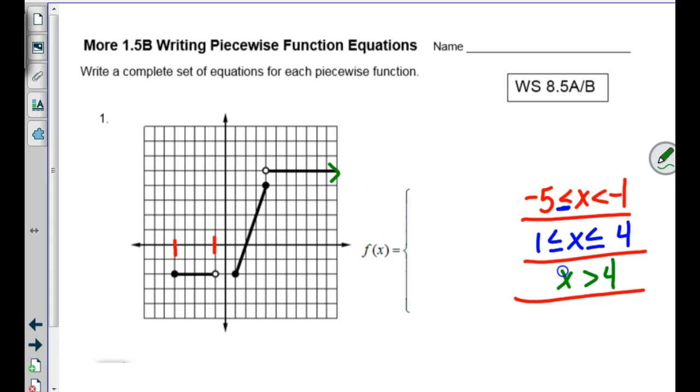X is greater than 4. When you have in between, guys, if you're confused, when you have two ends, it's always less than symbols, okay? Least to greatest on those. All right, let's go back.